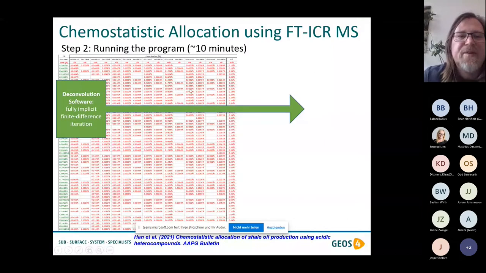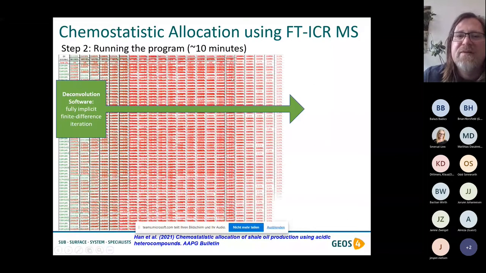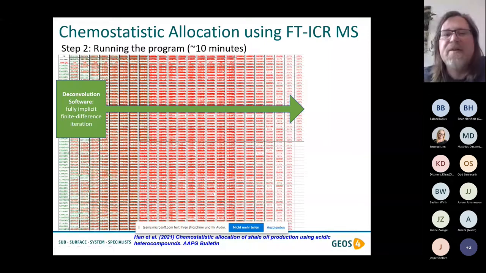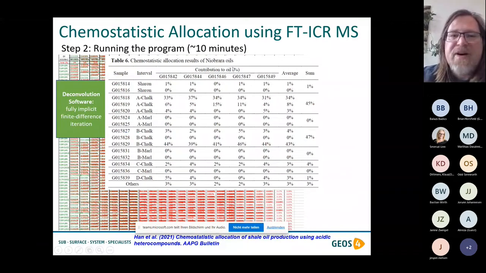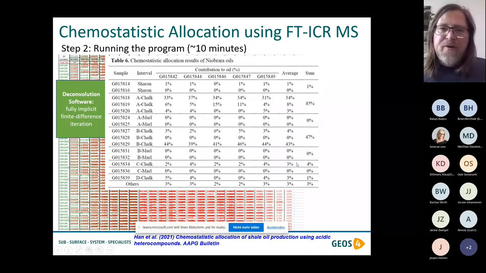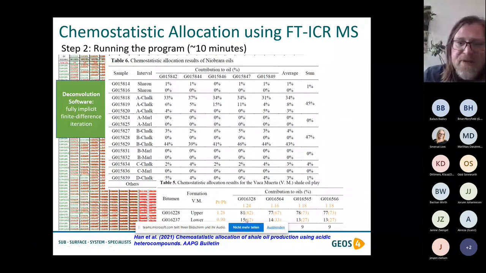The second step is just running the program, which takes roughly 10 minutes, also depending on the sample numbers used. And here the outcome for the Niobrara play is that most of the oil can be allocated to be produced from the A chalk and B chalk units, which really nicely fits previous observations based on biomarkers. For the Vaca Muerta formation, 80% contribution can be assigned to the upper Vaca Muerta and 15% or lower to the lower Vaca Muerta formation, which is at least going in the right direction.